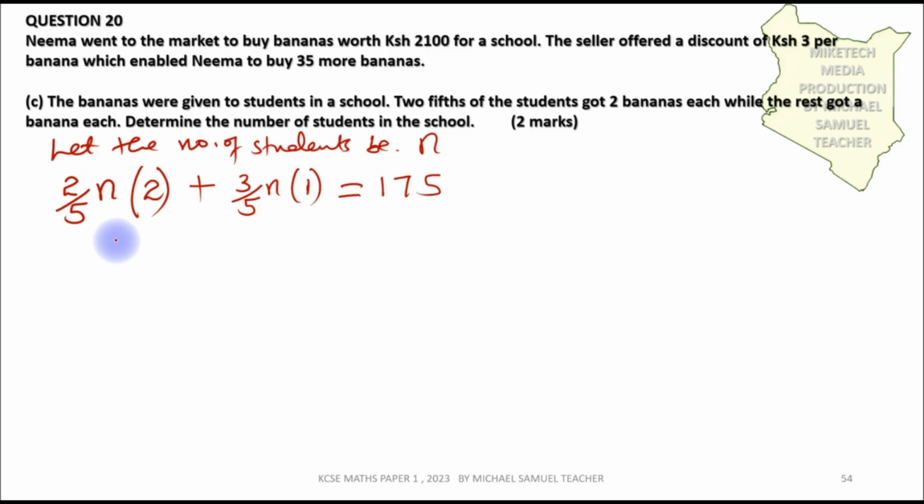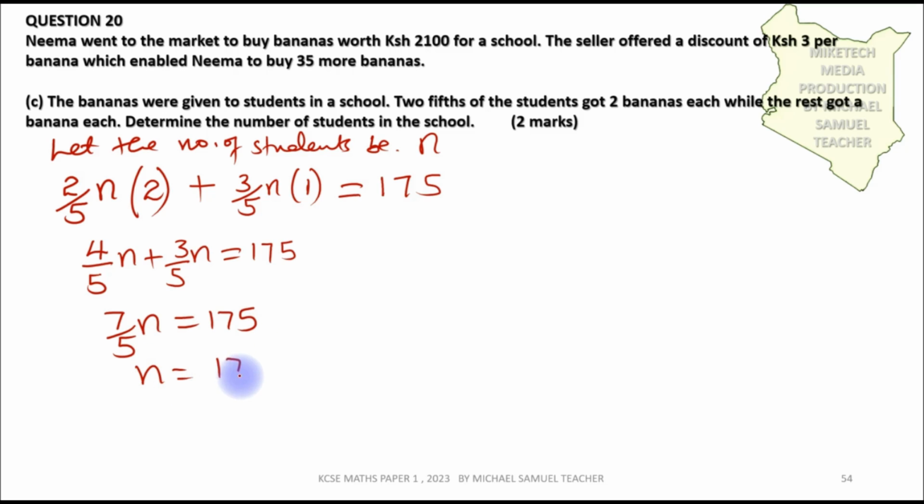Therefore we work it out. This will be 4/5 n plus 3/5 n is equal to 175. So 4/5 plus 3/5, that is 7/5. 7/5 n will be equal to 175. So n will be 175 times 5 divided by 7. You should end up getting 125. Therefore, the number of students in that school was 125.